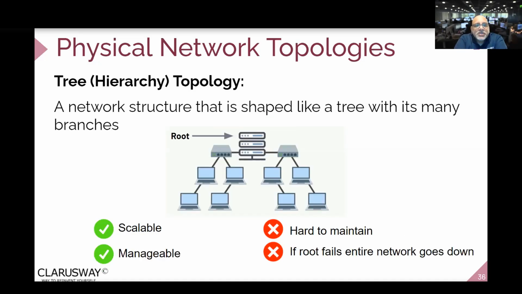The tree topology, which maybe from just the name and the picture, you can guess what it is. But as you can see, as the name suggests, a tree topology is a network structure that's shaped like a tree with many branches. Tree topologies have a root node. So in this case, it's this node over here. Okay, that's connected to the other nodes in the hierarchy. So each node is connected to one other node.